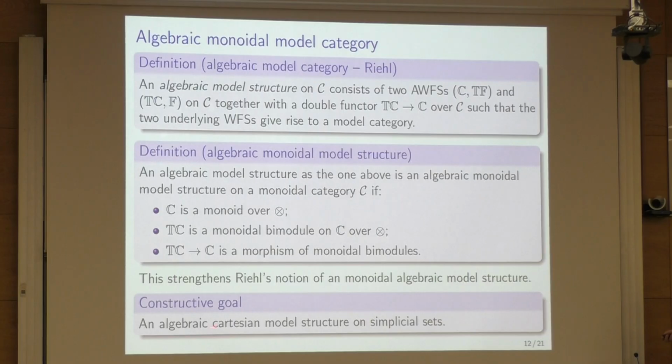So basically what I want to do is construct an algebraic Cartesian model structure on simplicial sets. Maybe the chair can tell me: how much time do I have left? 9 minutes. 9 minutes, okay.